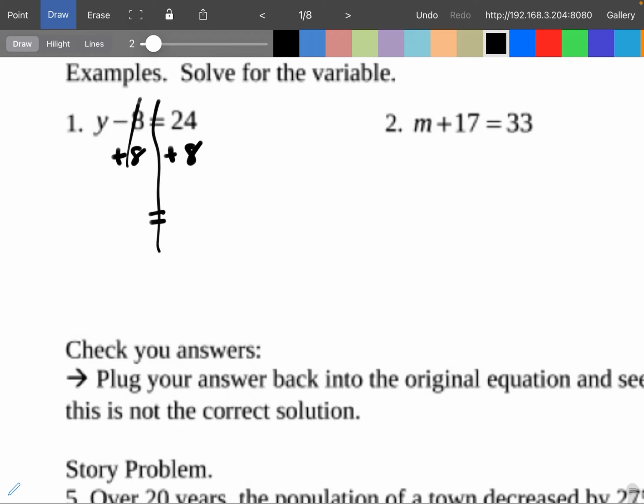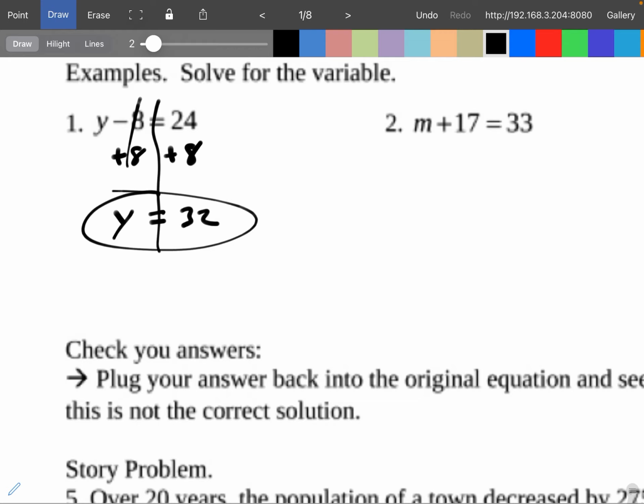So if you thought of this as having two sides, on the left-hand side now you have y plus 0. Well, that's just y. And then on the right-hand side, you have 24 plus 8. Yep, 32. And that's it. So these start out pretty simple.